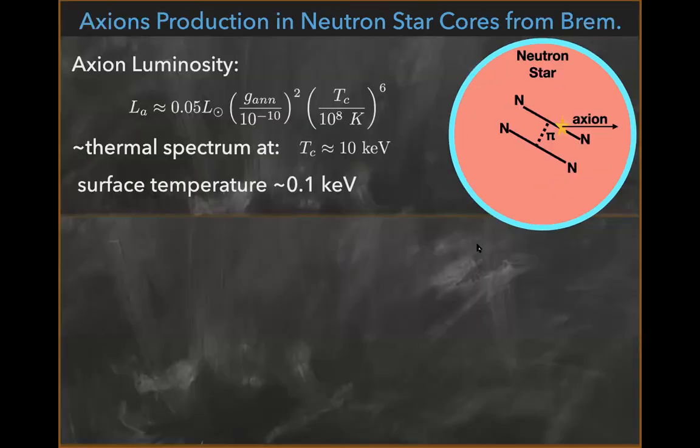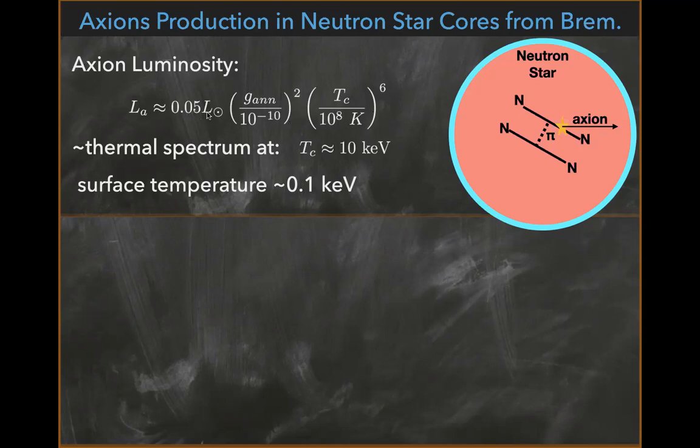So let's look at this process in a little bit more detail. The luminosity radiated purely in axions for a typical neutron star is about 0.05 solar luminosities for an axion-nucleon coupling of order 10 to the minus 10. Remember, this is dimensionless because you have the mass of the nucleon in the numerator. One point I just want to point out is this fast core temperature scaling. This scales like the core temperature to the 6th power. I don't have time to derive this formula, but I will explain the T_C to the 6th scaling here.